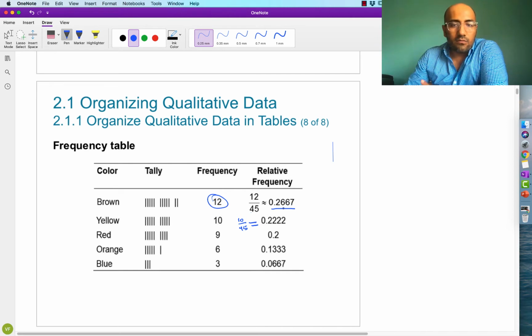So what these are is proportions of that color. We could say that 26.67% of all the M&Ms in my batch were brown. Good. And 22.22% of all the M&Ms in my batch were yellow. Right? So proportions, ratios, relative frequency, these are all synonymous with each other. Good. Obviously, then, that must mean that the sum of all of these, if we add all of these up, they must add up to 1, right? Or 100%.